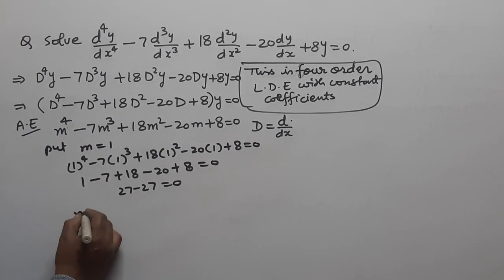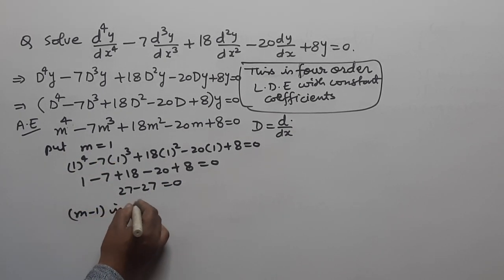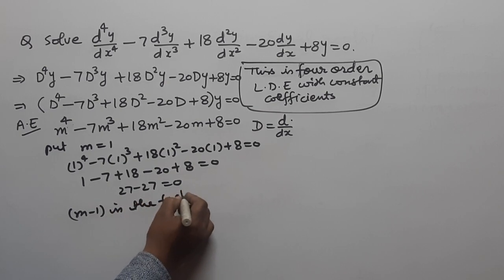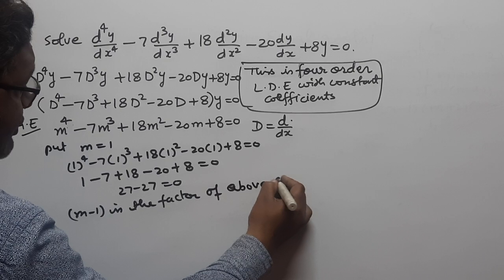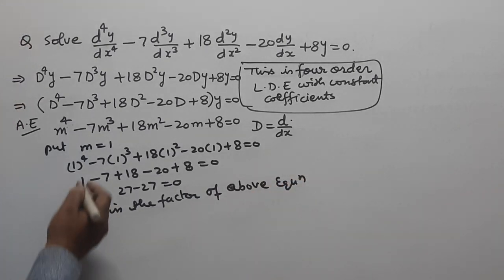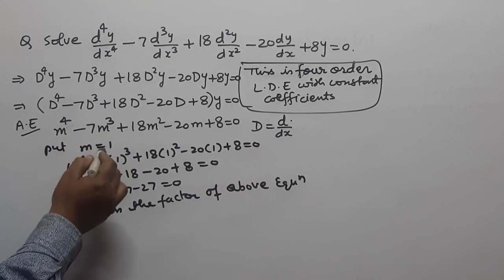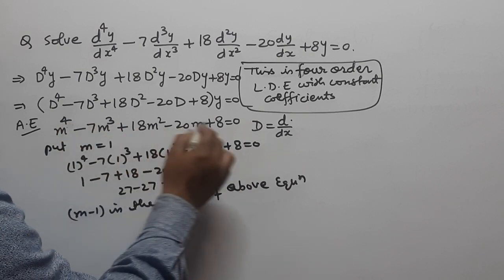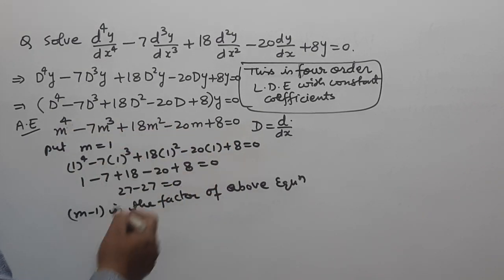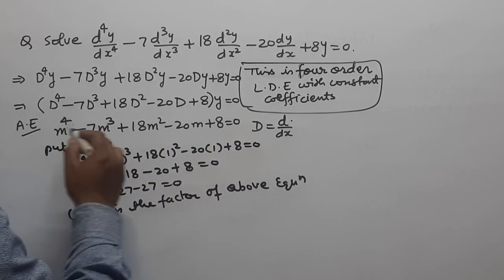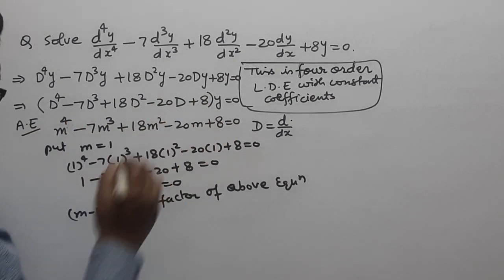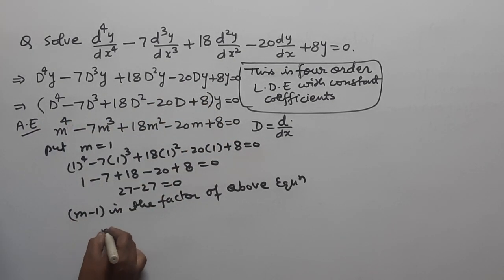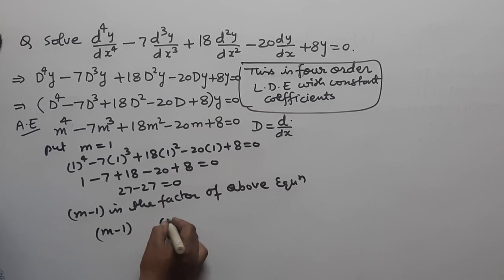So m minus 1 is a factor of the above equation. You can see if we put m equal to 1 in the above equation, we get 0. So m minus 1 is a factor of the above equation. Now we factorize this biquadratic equation. So we write m minus 1 here, 4 times.